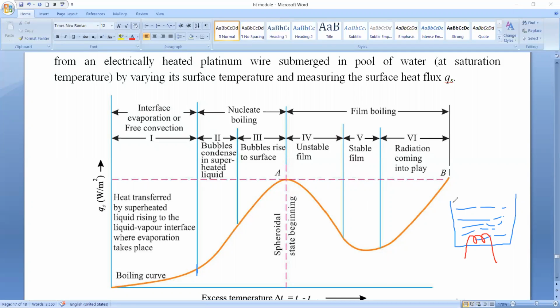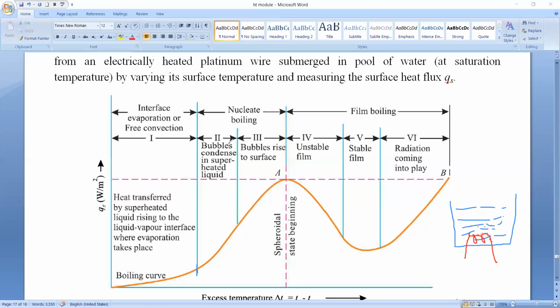Upon further increase in the excess temperature, beyond 5 degrees centigrade, small bubbles are formed on the metallic surface. As these bubbles are formed, they detach from the surface and condense into the liquid without reaching the top level.